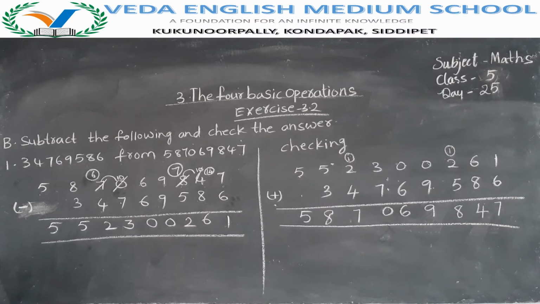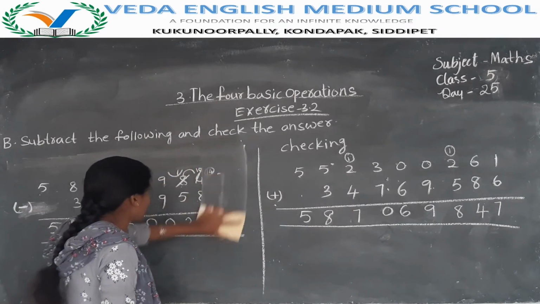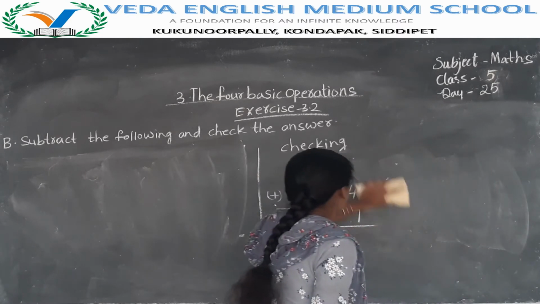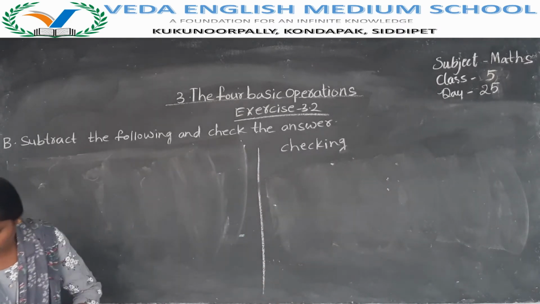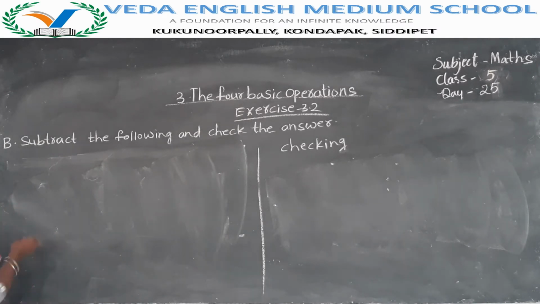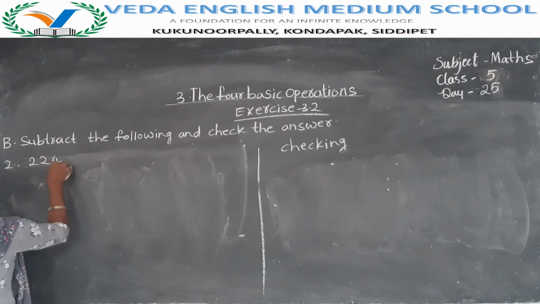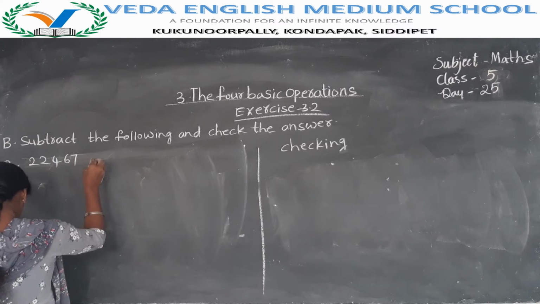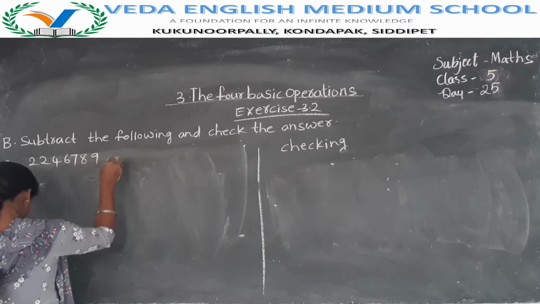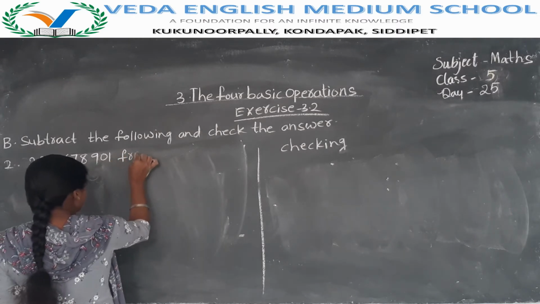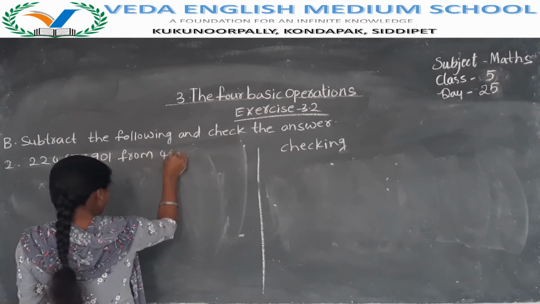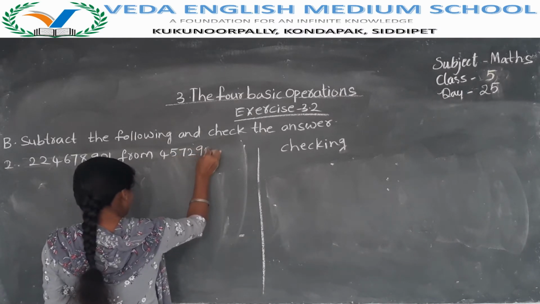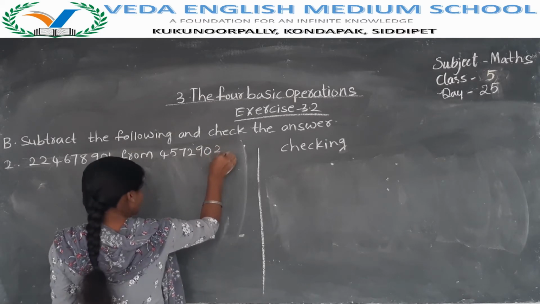Next, second question is, first one has completed. Now the second one. Second one, 2 2 4 6 7 8 9 0 1 from 4 5 7 2 9 0 2 5 9.